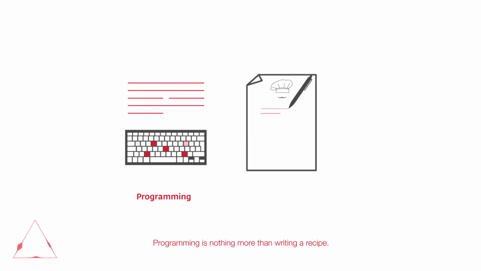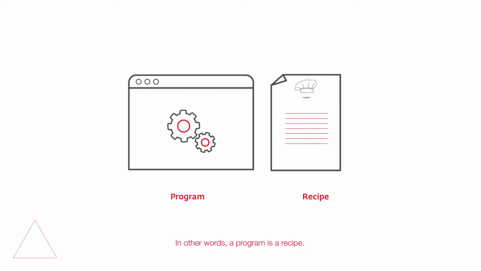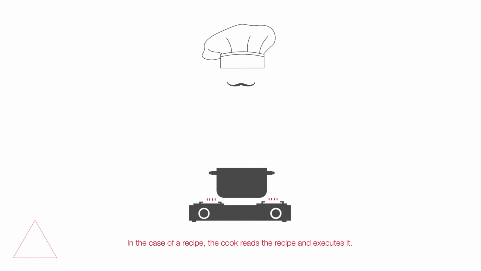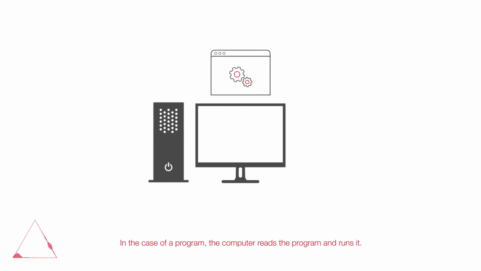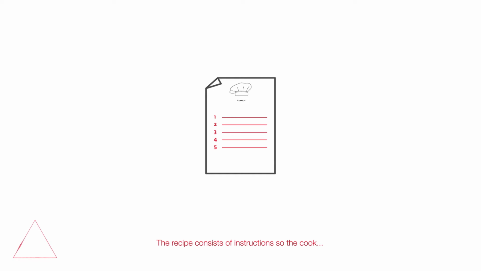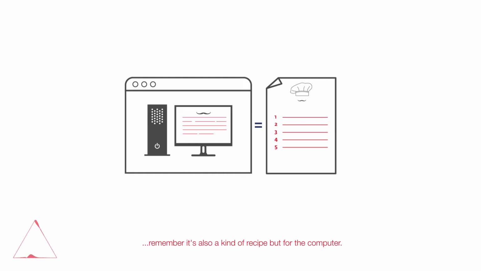Programming is nothing more than writing a recipe. In other words, a program is a recipe. In the case of a recipe, the cook reads the recipe and executes it. In the case of a program, the computer reads the program and runs it. The recipe consists of instructions so the cook knows how to transform ingredients into a meal. The same thing happens with a program. Remember, it's also a kind of recipe, but for the computer.